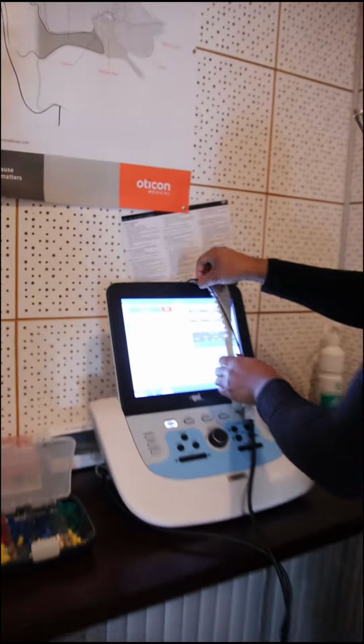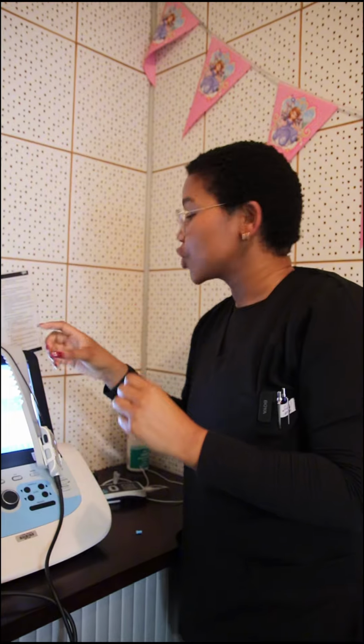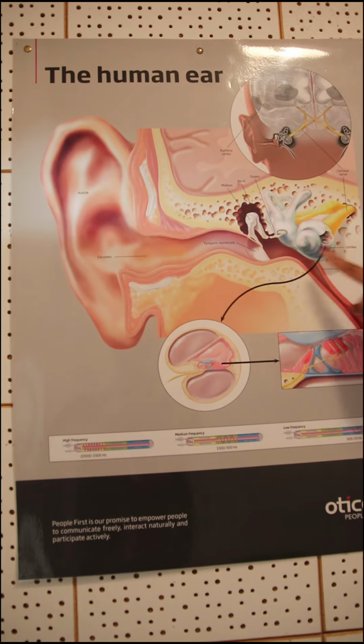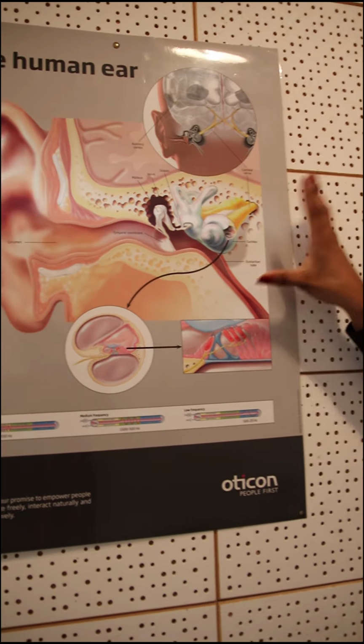And then we have this very cool machine here. What this one does is test the function of the middle part of the ear. So it tests if the eardrum is moving as it should. The ear is divided into three parts. We have the outer part of the ear, the middle part of the ear, and the inner part of the ear. So this test here tests these different parts of the ear.